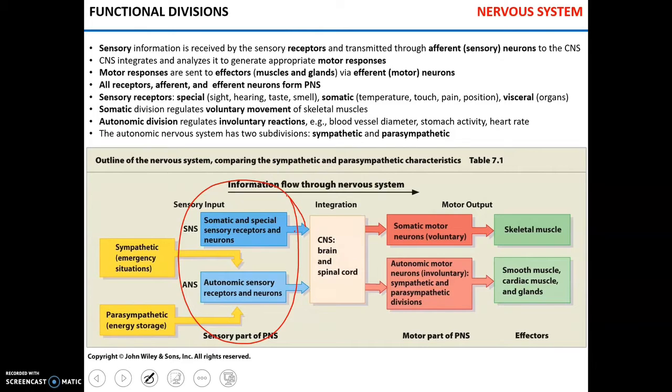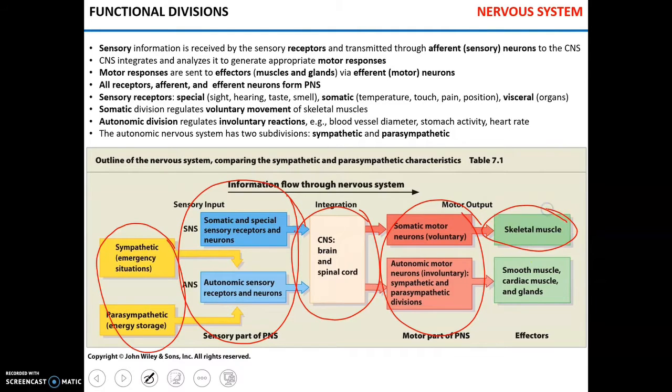Now, the function of the peripheral nervous system is to collect the information by the sensory receptors, then transfer that information from sensory receptors, whether those are somatic receptors, receptors of the special senses, or autonomic sensory receptors, and to transmit this information to the CNS. Once the CNS formulates the response, the motor neurons, somatic or autonomic, transmit the responses from the CNS to the effectors: skeletal muscles, smooth muscles, cardiac muscles, or glands.